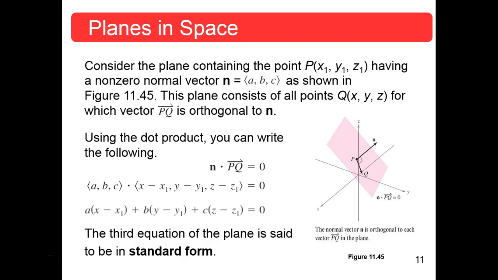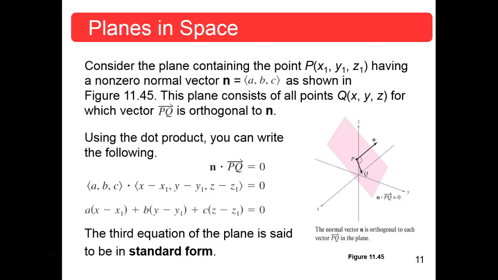So, if they're orthogonal to each other, that means the dot product is 0. So n, which is a, b, c, dotted with PQ, which is, again, x minus x1, comma, y minus y1, comma, z minus z1, that has to be 0. Because every Q in the plane has to be orthogonal to its normal vector.